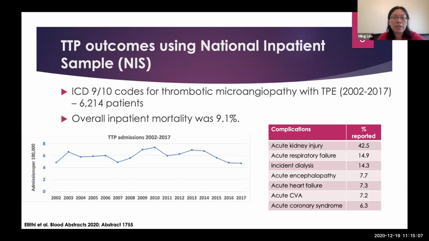about 9.1%. And over the years, the admission rate for TTP remained about stable, between 5 to 7 per 100,000 admissions. These patients all had very high complications reported. The most common complications were acute kidney injury, followed by acute respiratory failure, incident dialysis, and so on.